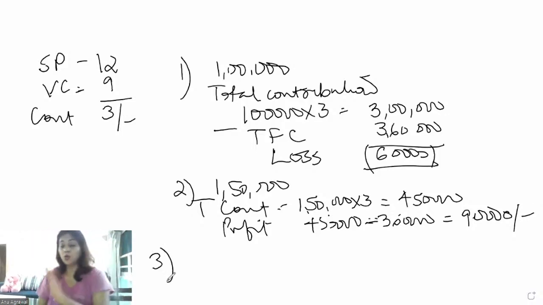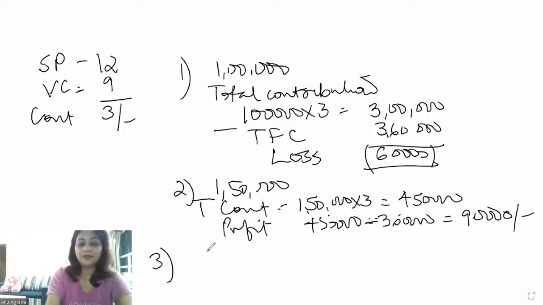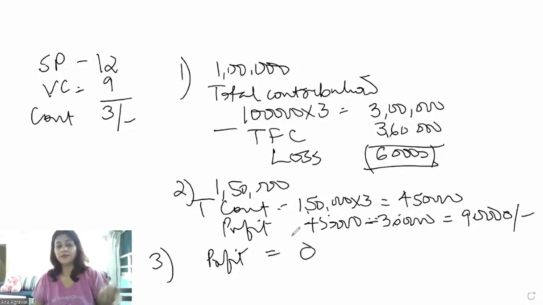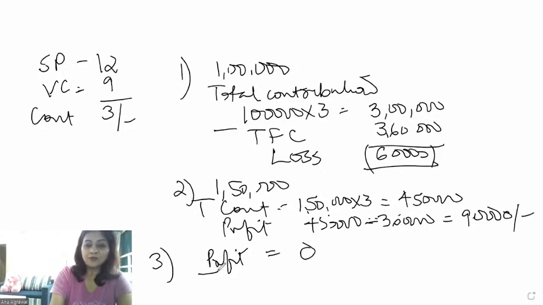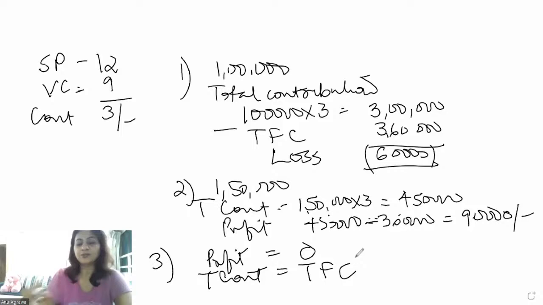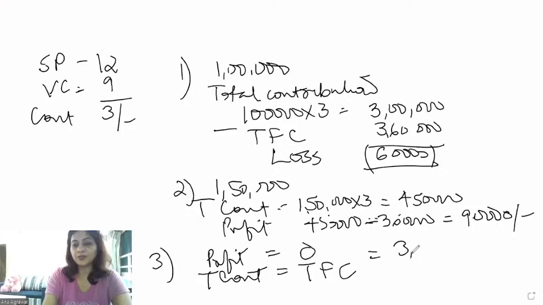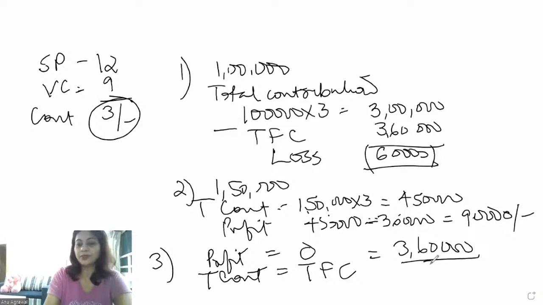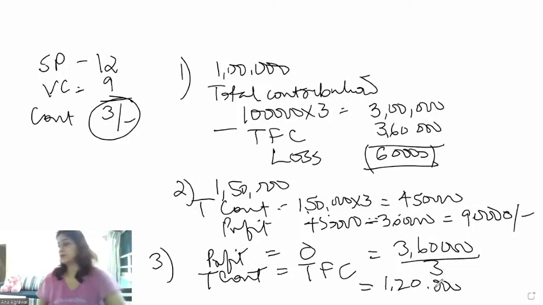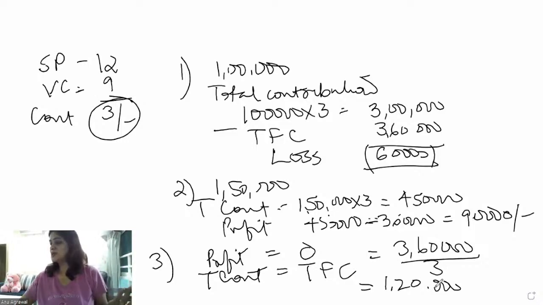Situation 3, where there is no profit, no loss. That means I want my profit to be 0. If I want my profit to be 0, I want my total contribution to be equivalent to my total fixed cost, yes or no? I know my total fixed cost is 3,60,000, and my contribution per unit is 3. So I know that at 1,20,000 units, there'll be no profit, no loss. Did I teach you any formula? Tell me.